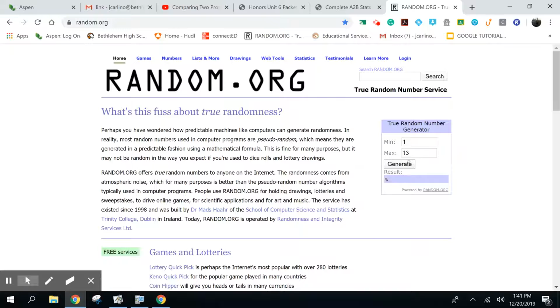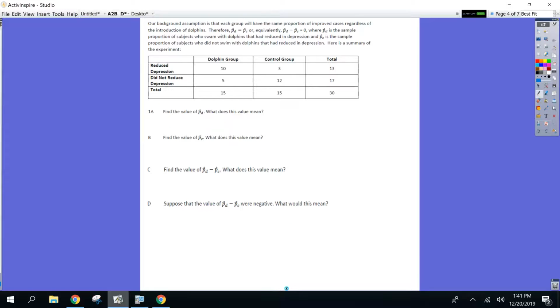Okay, a little help finding that. How many people? 10 out of 30? No, not 30, just in the dolphin group. So 10 out of 15. 13 is how many reduced their depression overall. It's all right, you're a little rattled. It happens. So 10 out of 15 reduced depression.